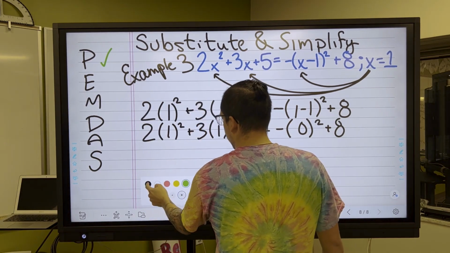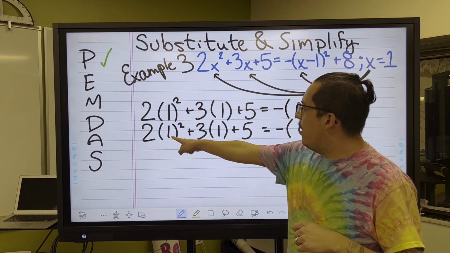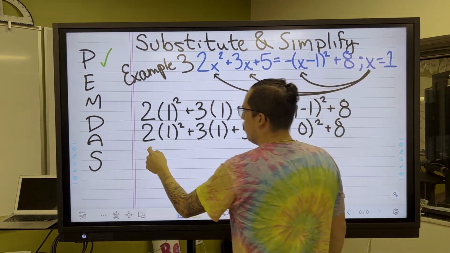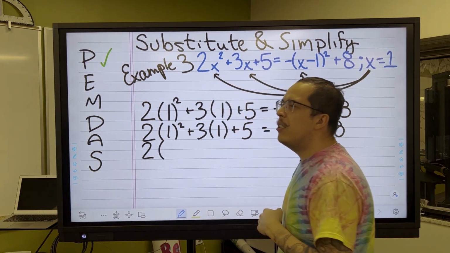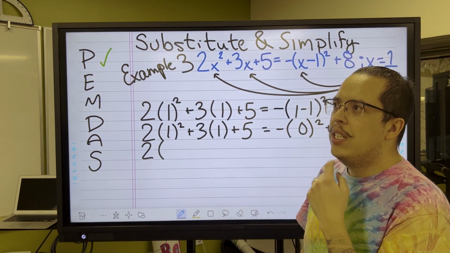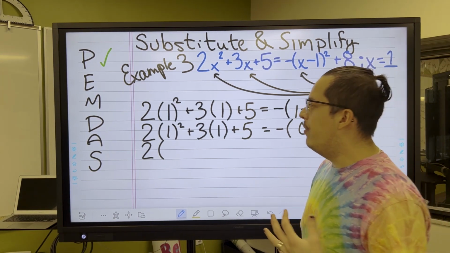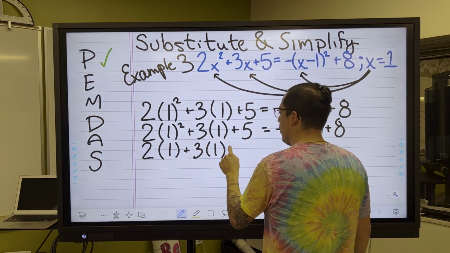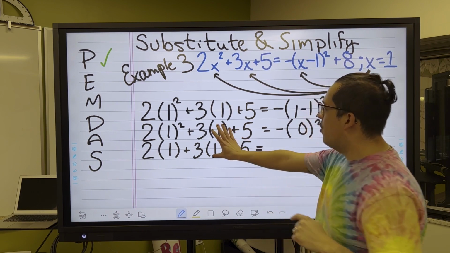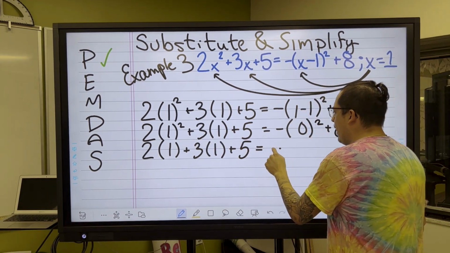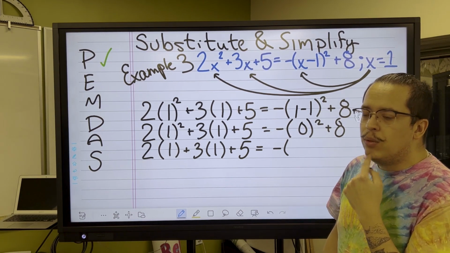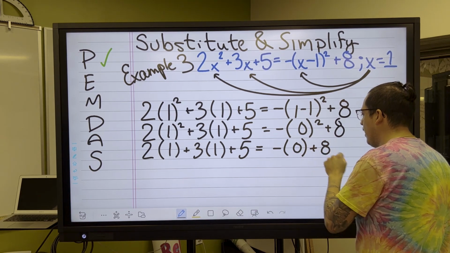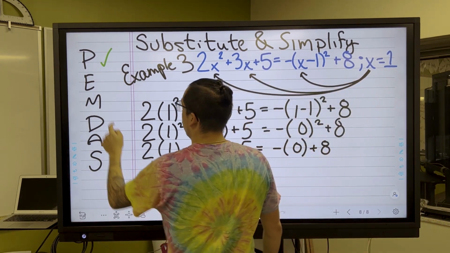We're done with our parentheses. So let's move on to exponents. I see an exponent here, and I see an exponent here. So let's take care of that. 1 squared is 1 times 1, and anything times 1 is just itself, so 1 times 1 is 1, plus 3 times 1 plus 5. None of this changed, so we just rewrite it. Negative 0 times 0, well, anything times 0 is 0, plus 8. And we're done with our exponents.